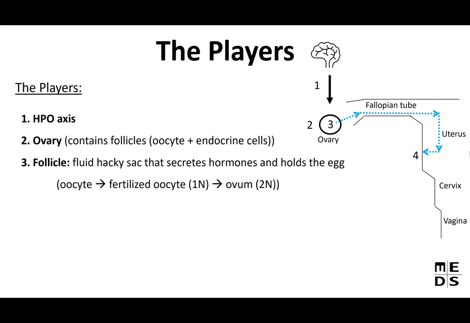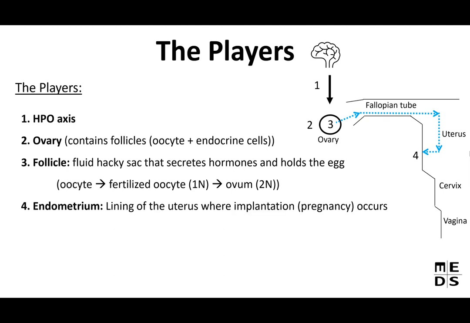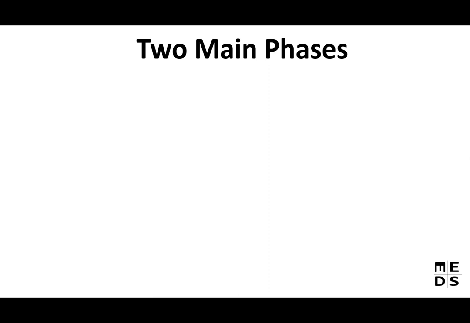So essentially what's going to happen is every month a follicle is going to increase in size, and then it's going to burst. It contains endocrine cells, which can receive signals to make the steroids and also to grow in size and get ready for release of the egg, which is ovulation. And then the endometrium, as I already pointed out, is the lining of the uterus where implantation and pregnancy occur. Okay, so now we're going to move on to the two main phases of the menstrual cycle.